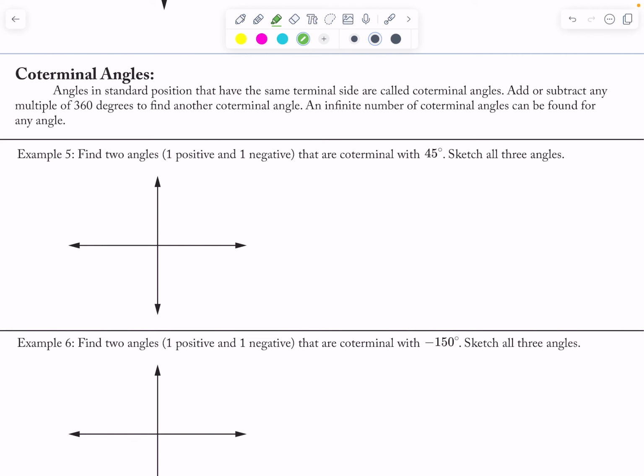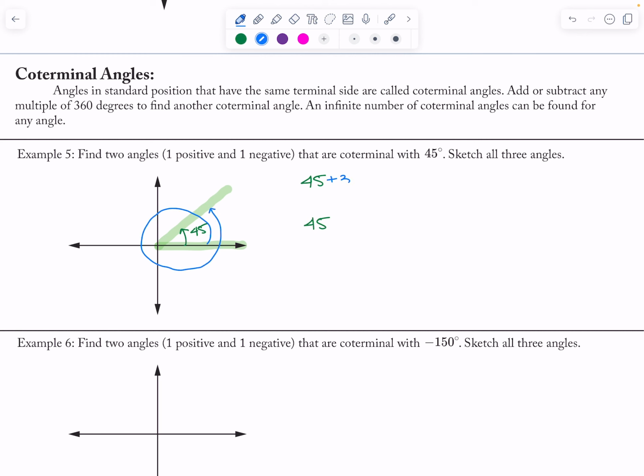Okay, so now I want to find a coterminal angle with 45 degrees. So I first start out by drawing my 45 degrees. Coterminal angles share a terminal side. So what I want to do is find another angle that is coterminal with it. In order to do that, I'm going to go all the way around and back again.